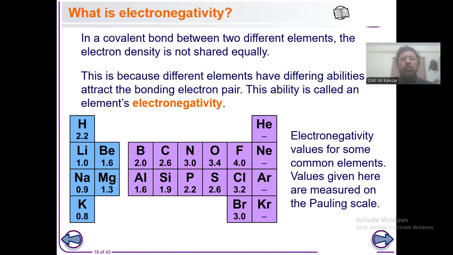The most electronegative atom in the periodic table is fluorine. It is 4. That means the electronegativity scale runs from 0 to 4. 0 is the least amount of electronegativity and 4 is the maximum amount of electronegativity. Let me change the slide.